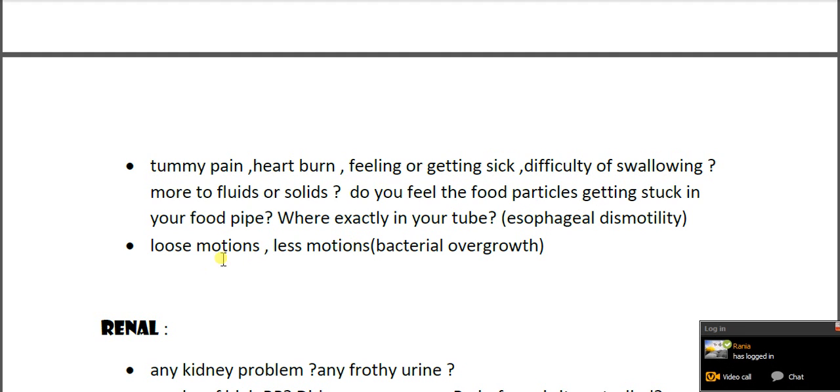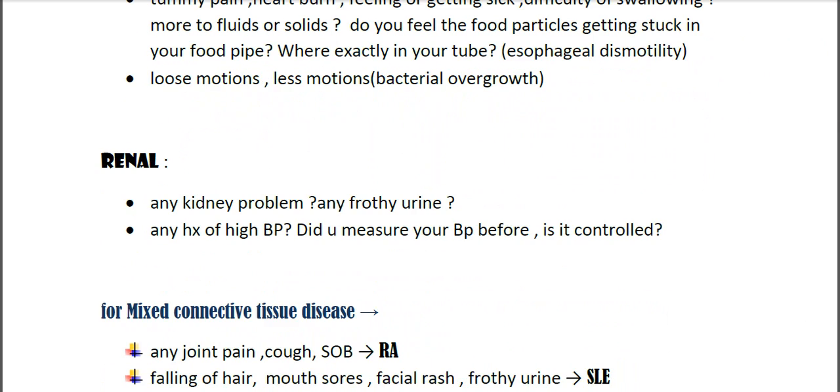Any loose motions or less motions, for bacterial overgrowth secondary to dysmotility? Kidney or renal: any kidney problem?